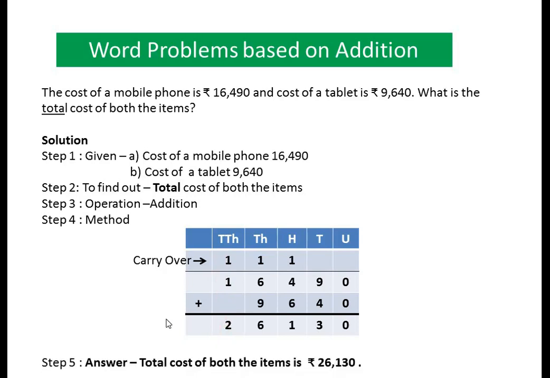Step 5 is answer. Write the answer in a full sentence. The total cost of both the items is rupees 26,130.